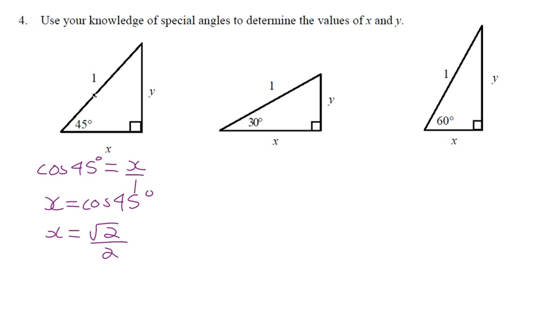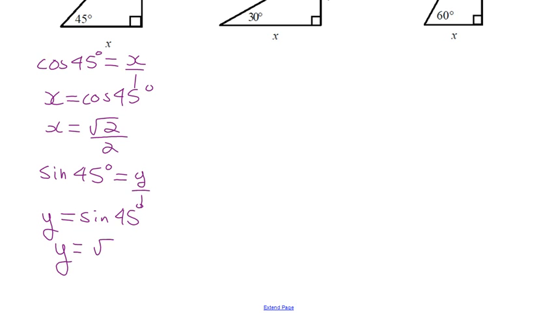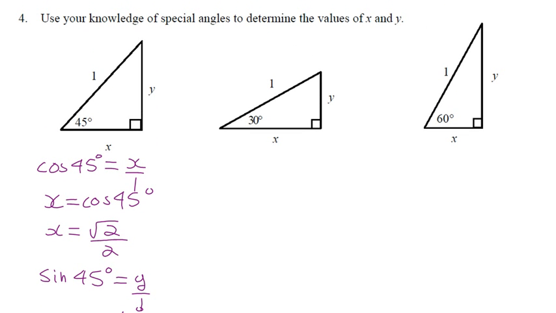What can we say about the sine of 45 degrees? Sine 45 degrees is y over 1. So y is equal to the sine of 45 degrees, which is, really? Stop now or you're ahead. What is it? Root 2 over 2. You're supposed to memorize them, not be mesmerized by them.